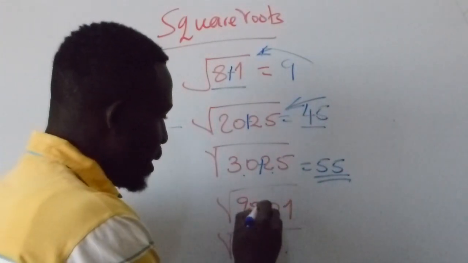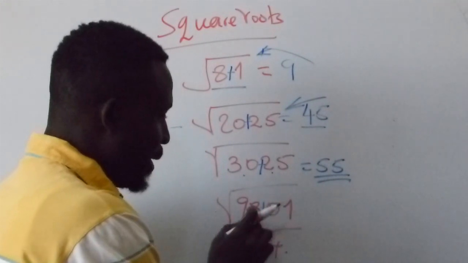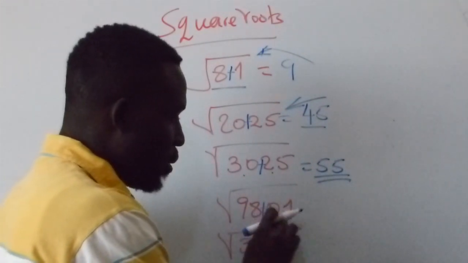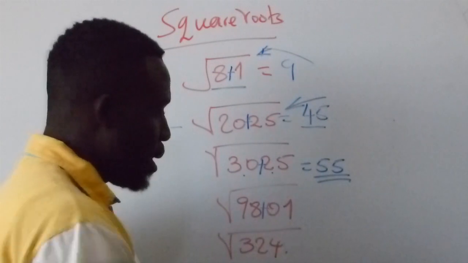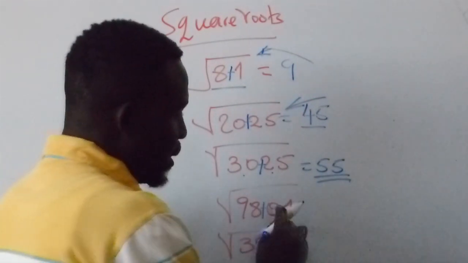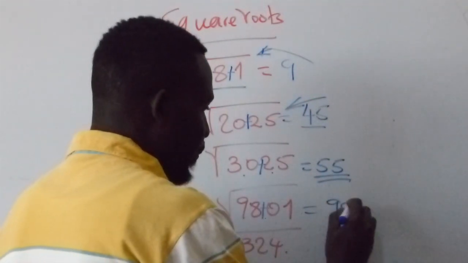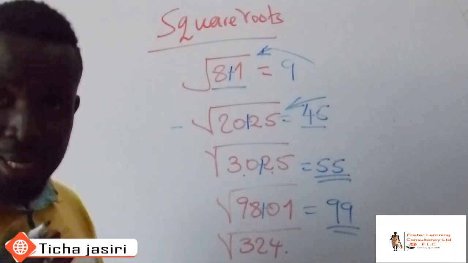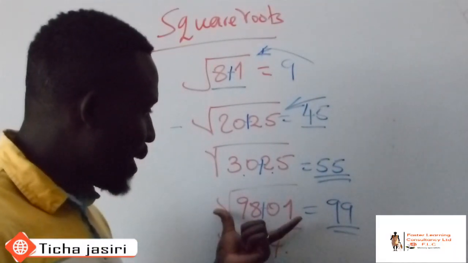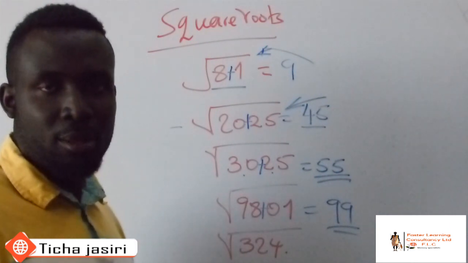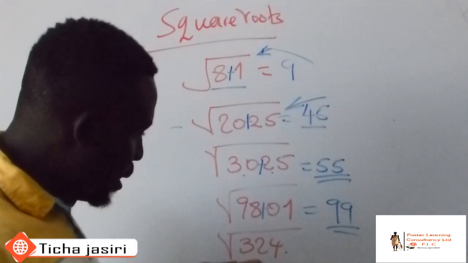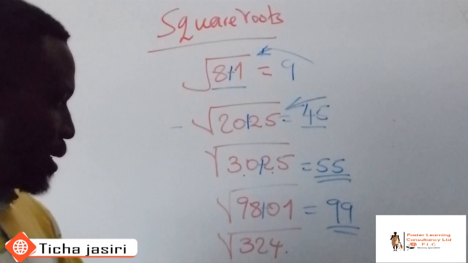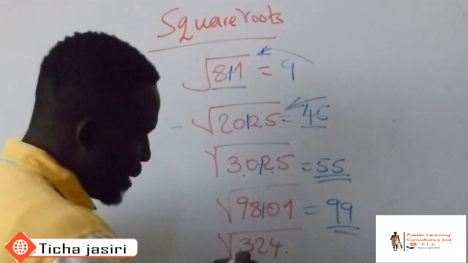So if you have 9801, just by adding 98 plus 01 gives you 99. So that is the square root of 9801. Interesting, no?